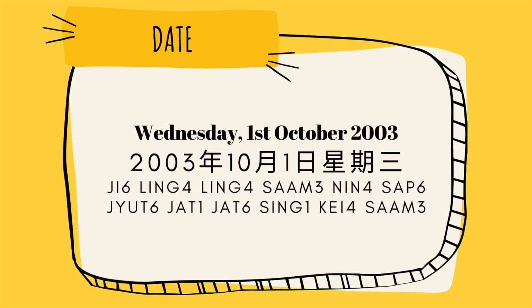In Cantonese, the order of date is the reverse of the English format. The larger unit comes before the smaller unit. Year, month, date, day of the week. For example, Wednesday, 1st of October 2003. We say 2003年10月1日星期三.